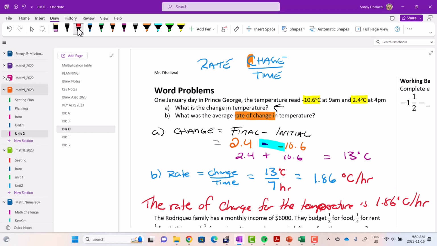What about average? Per hour, yeah. It said average rate of change. Oh, that is average, right? Yeah. All right.